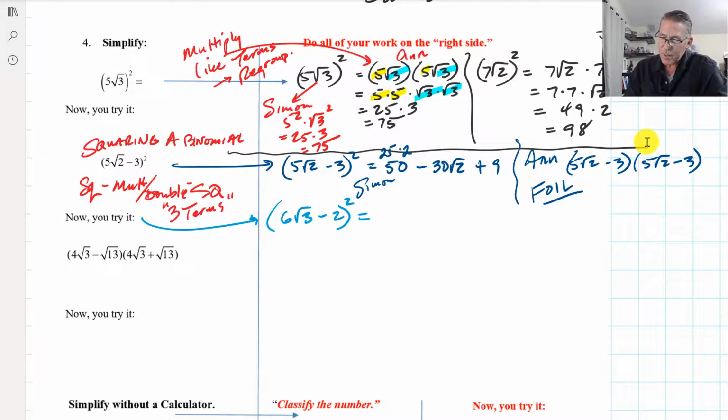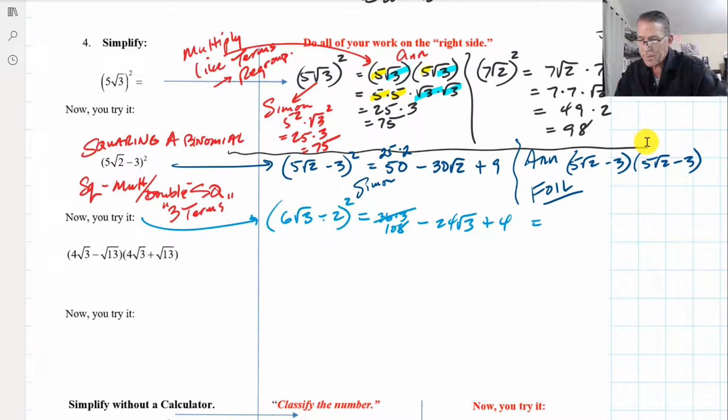Okay, 6 squared is 36. Root 3 squared is 3. So the first term is going to be 36 times 3, which is 90 plus 18, or 108. So I'm going to write down 108 here. Then you multiply the 2. 6 times negative 2 is negative 12, and double it. You get a negative 24 rad 3. And then you square the rad 2 to get 4 right here. And then you simplify. 108 and 4 is 112. All right, minus the 24 rad 3.